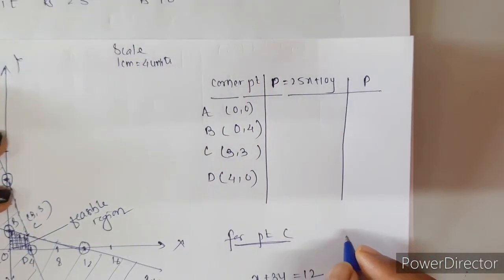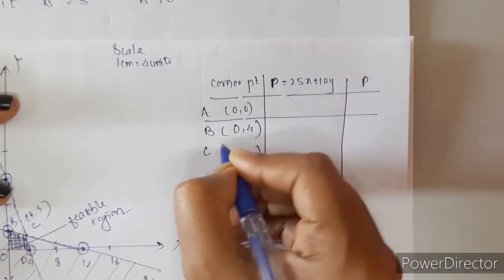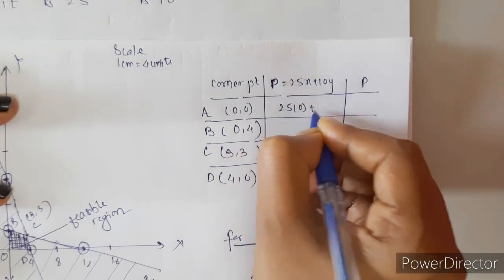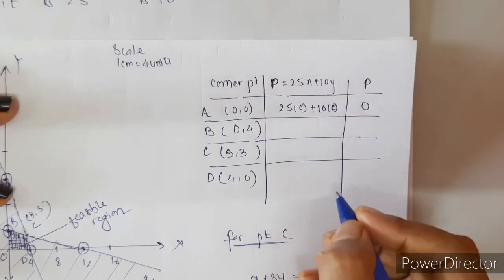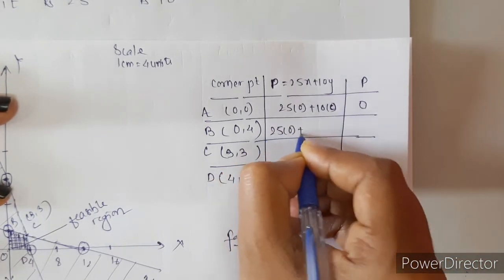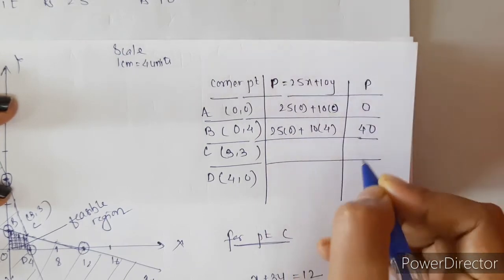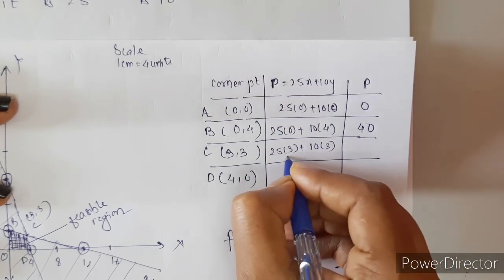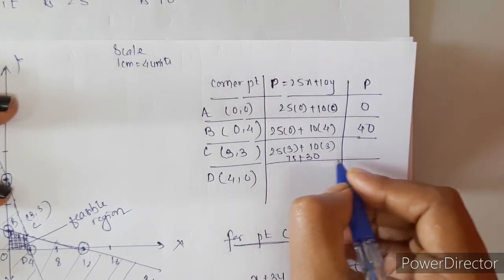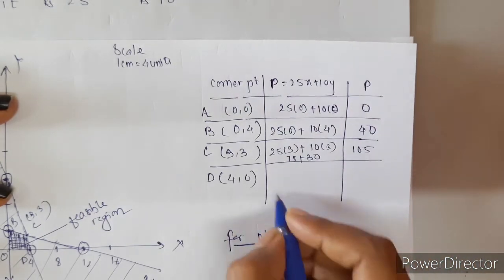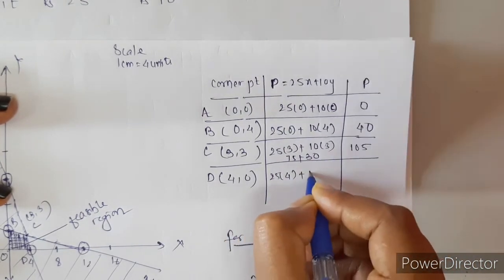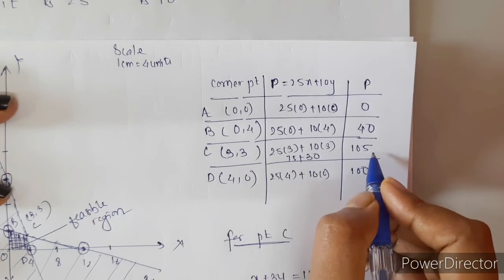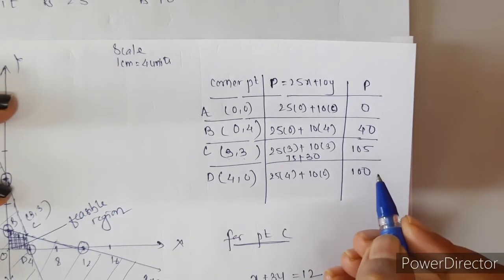Now we need to find the value of P. So first is 0, 0. It is going to be 25 into 0 plus 10 into 0, nothing but 0, right? Next is 25 into 0 plus 10 into 4, which is 40. This is 25 into 3 plus 10 into 3. So we have 75 plus 30, so 105. Next is 25 into 4 plus 10 into 0, which is 100. The maximum value we are getting is 105 if x is 3 and y is 3.